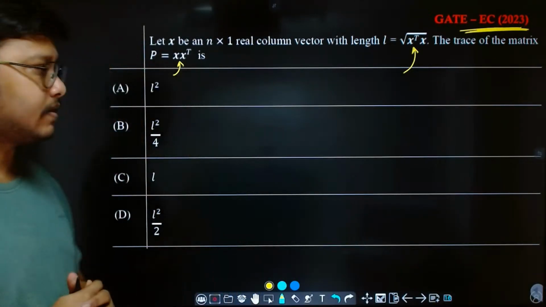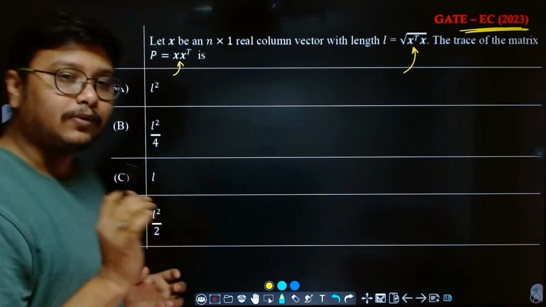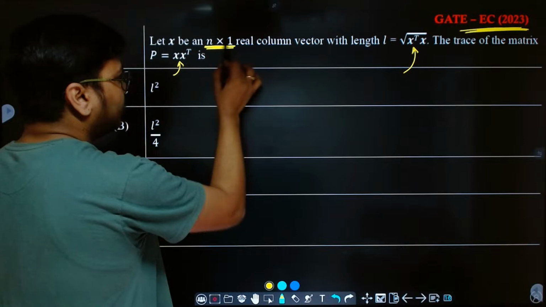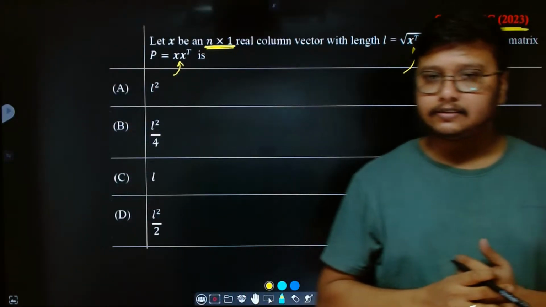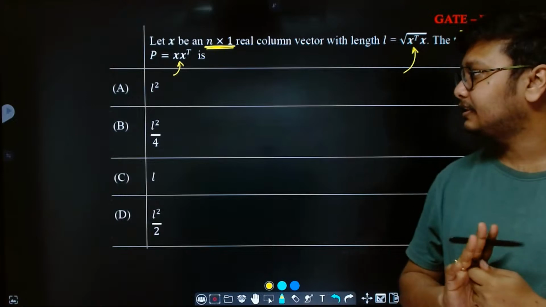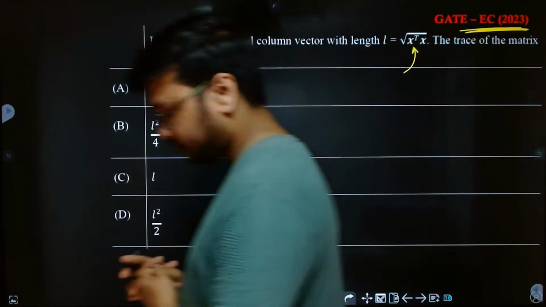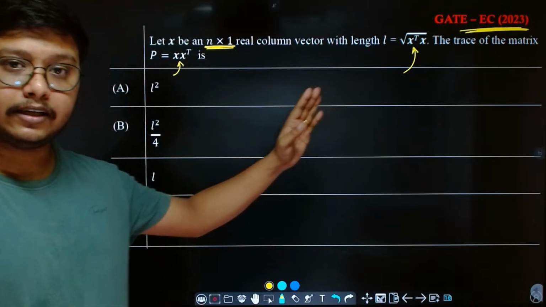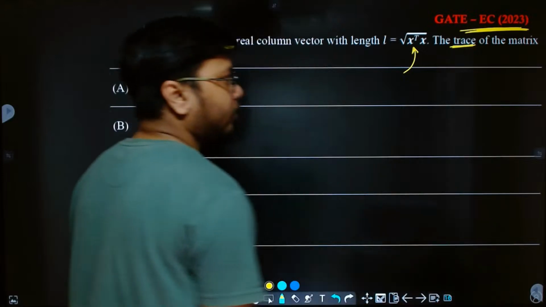Let's see who can answer. This question you might feel is difficult because of n cross 1. So first I want to see whether anyone can answer this. After that I will tell you the easiest way to answer. See, again the question is from trace. As I was telling you, every year one question from trace is always there.